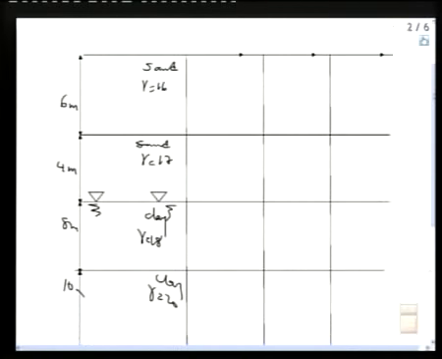Sand, 6 meters of sand, then 4 meters of sand, then 8 meters of clay, then 10 meters of clay. Water is at depth 10 meters from the surface. Okay? Now, how will I know that I have to consider capillary rise? How will you know that you should consider capillary rise here?